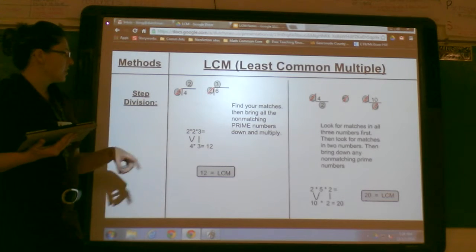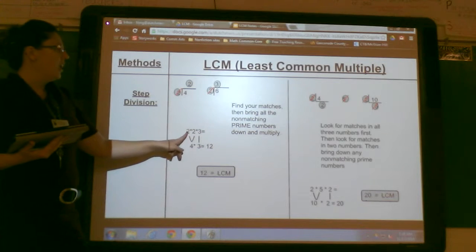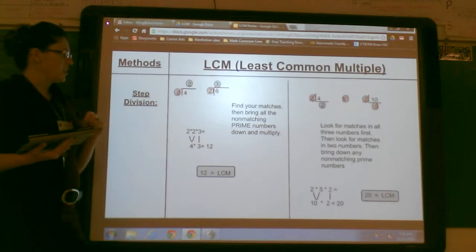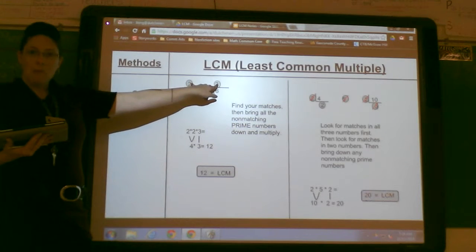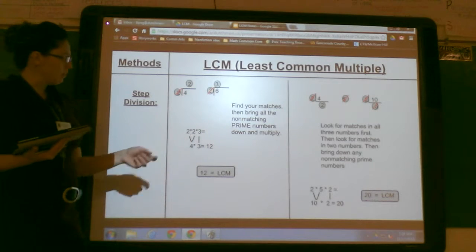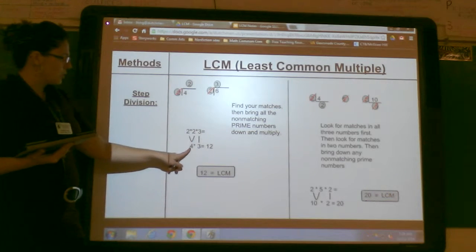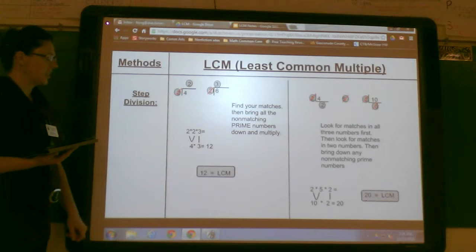Then I find my matches. So I have a 2 here and a 2 here. That's a 2 in common. And that's all that I have that matches. But with LCM, you bring down everything that does not match as well. So I need to bring down my 2 and 3 as well. Then I multiply them together. 2 times 2 is 4, times 3 is 12. So the LCM of 4 and 6 is 12.